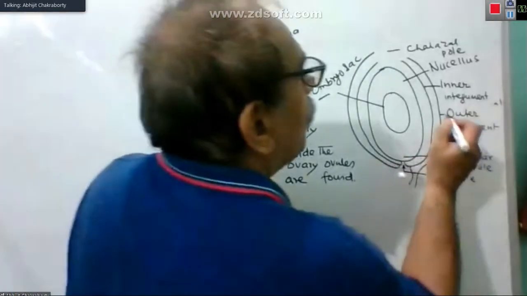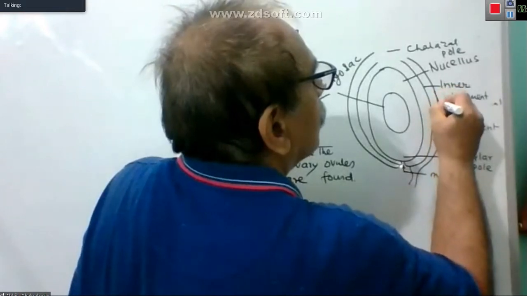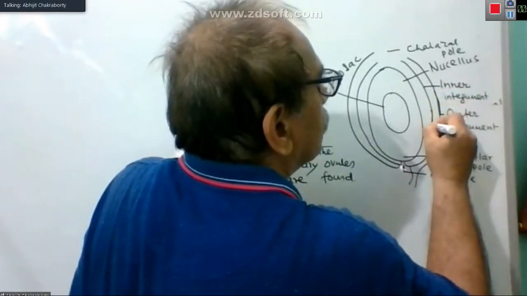Yeah, outer integument is the outer covering. This is the inner integument, right?